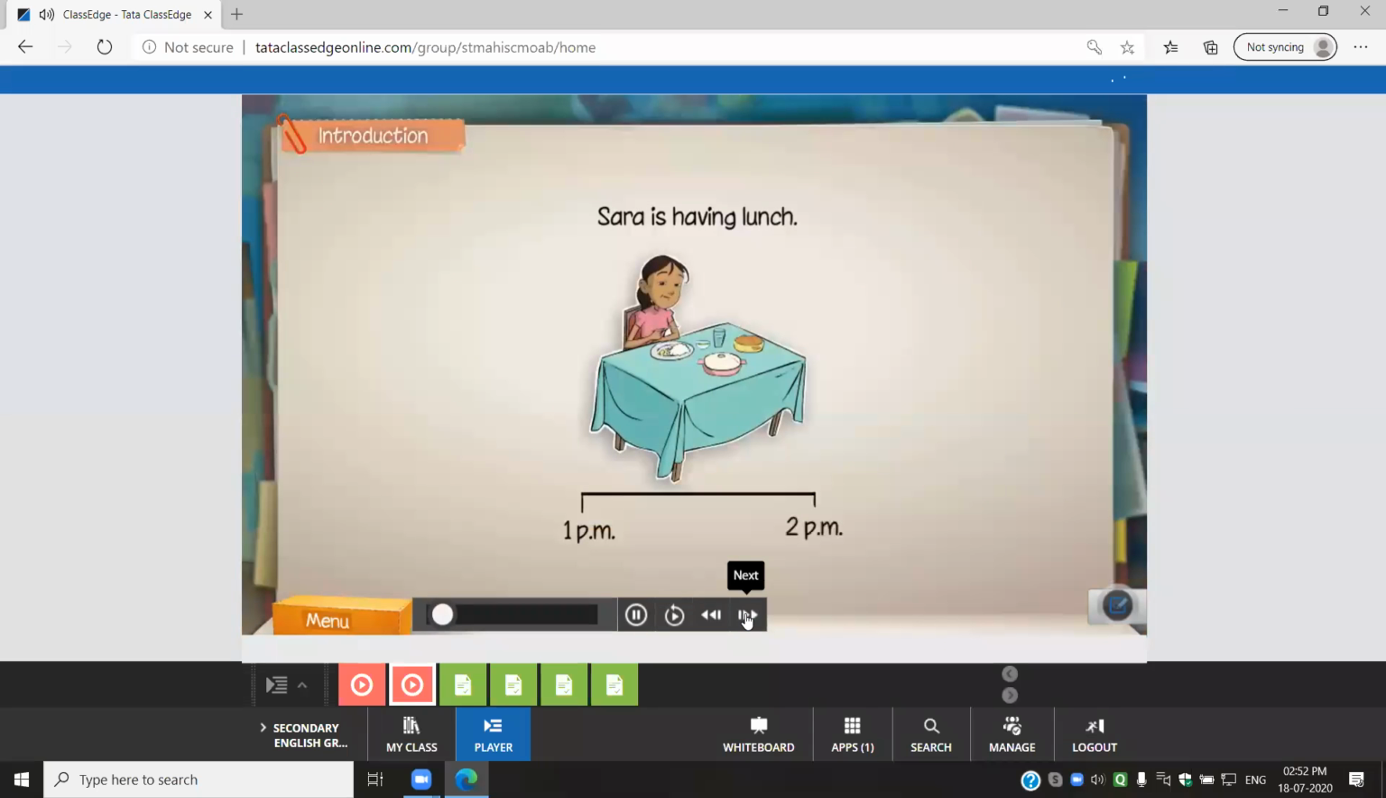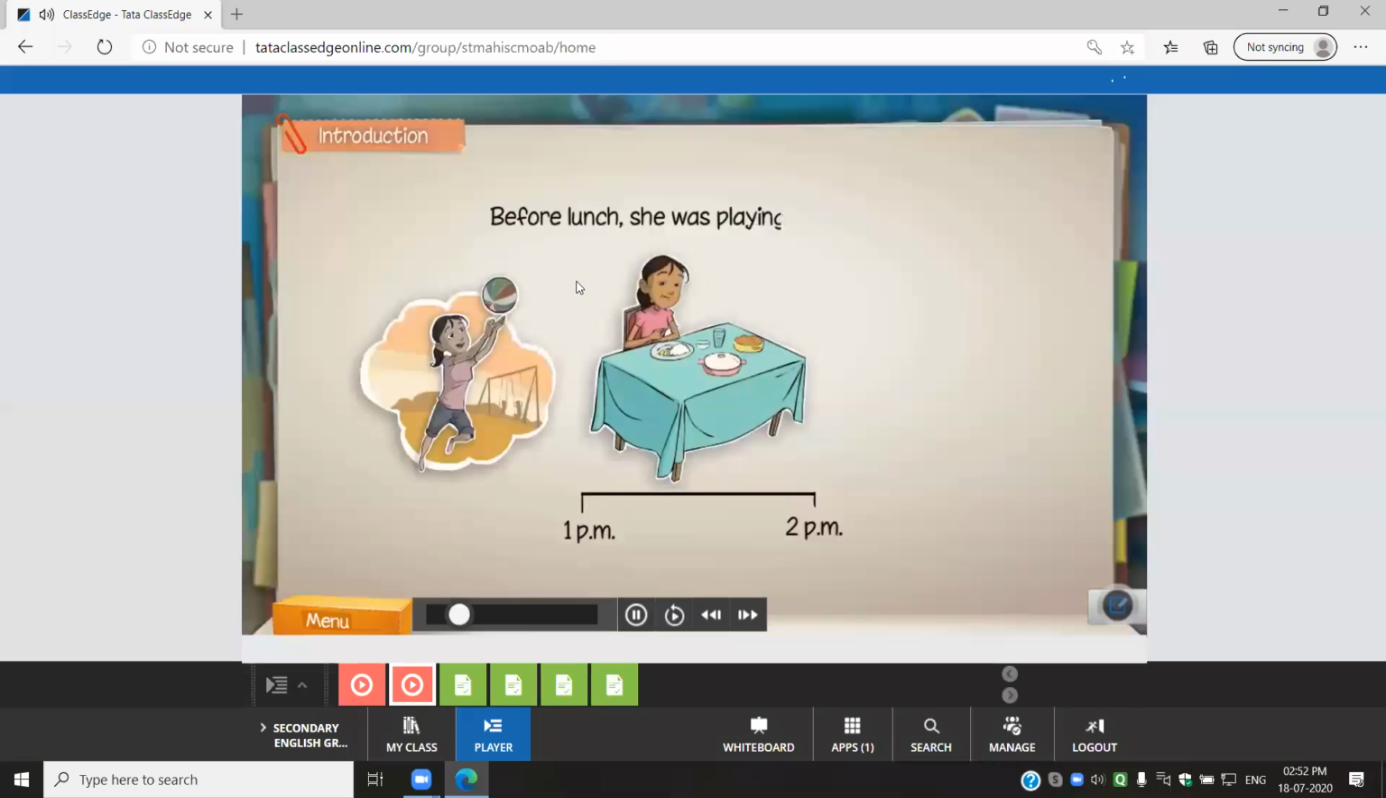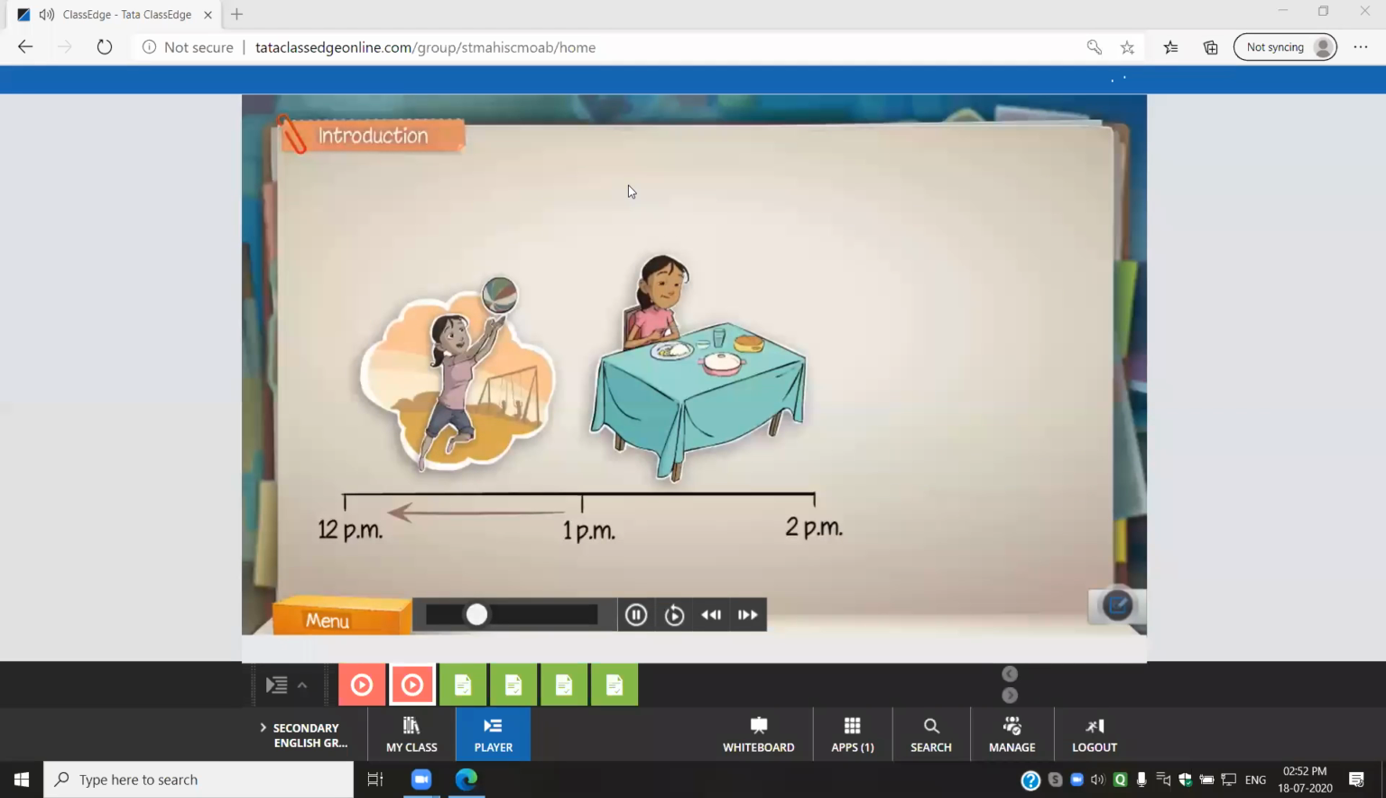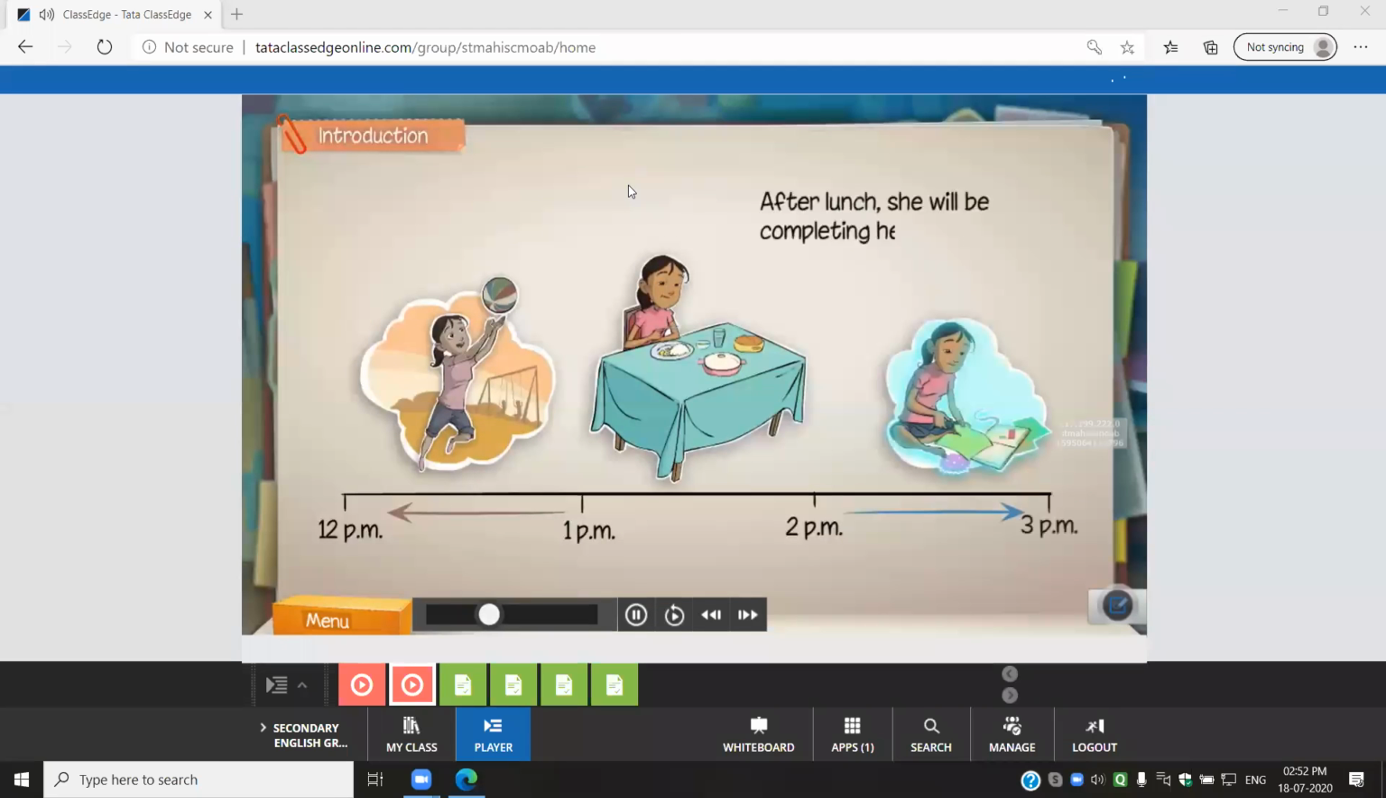Having lunch. Before lunch, she was playing in the park. After lunch, she will be completing her school project.